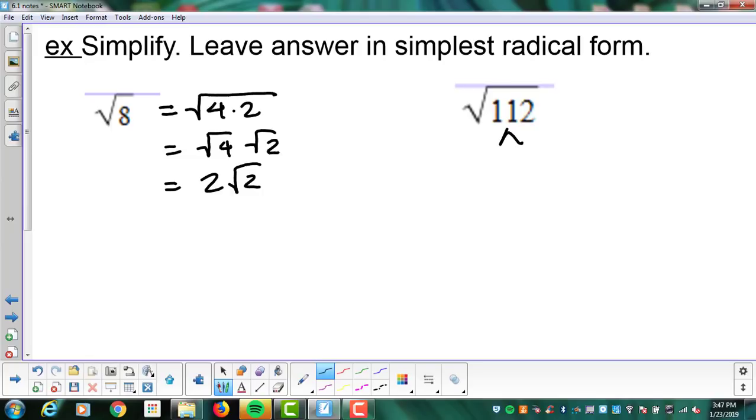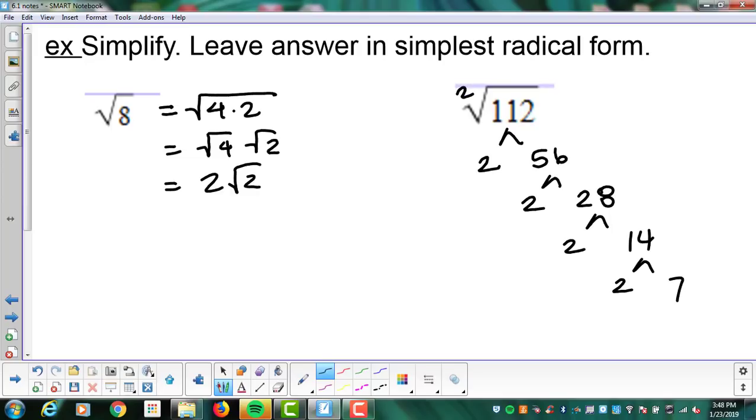So what I do is I make a factor tree. So 112 divided by 2 is 56. Divide that by 2, and what do we get? 28. Divide that by 2, and you get 14. Divide that by 2, and you get 7. So now I can group, since this is an index of 2, I can group these in 2s. I've got 2 of those, and I've got 2 of those.